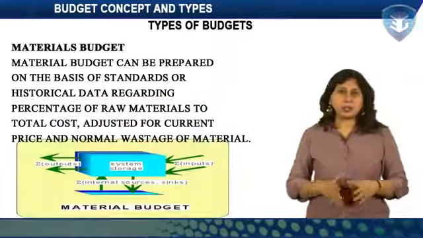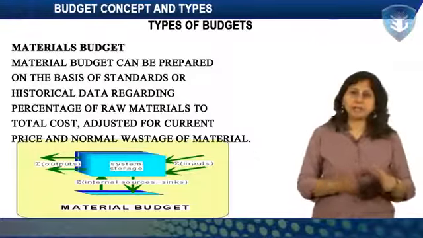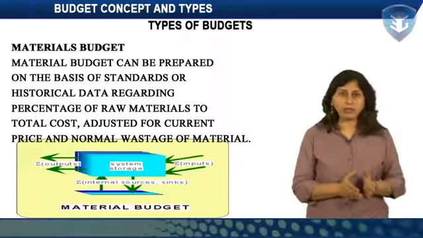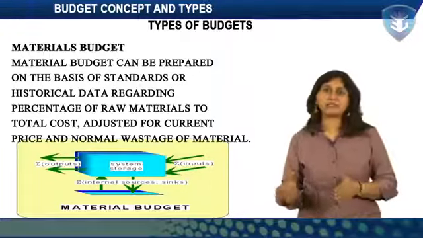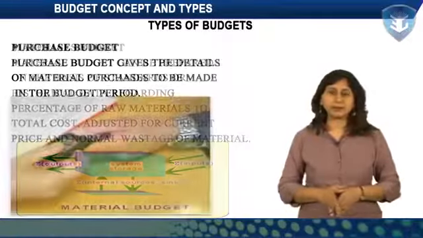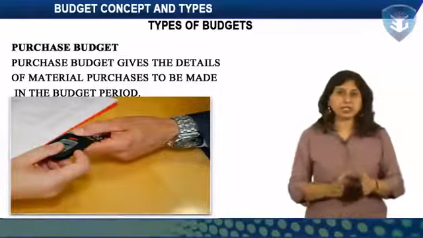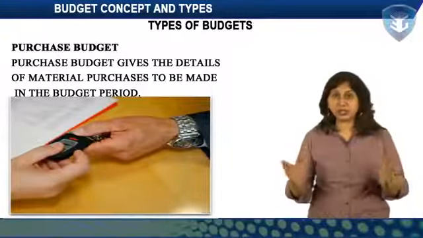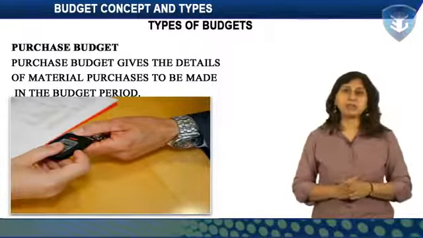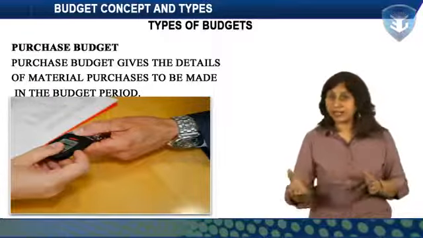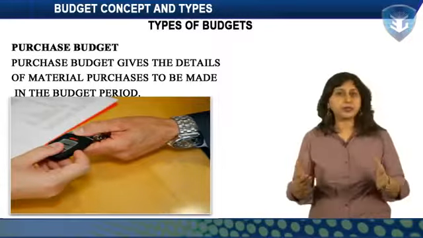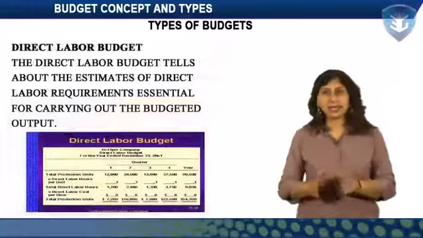Materials budget. Material budget can be prepared on the basis of standards or historical data regarding percentage of raw materials to total cost adjusted for current price and normal wastage of material. Purchase budget. Purchase budget gives the details of material purchases to be made in the budget period. Purchase budget enables the budget officer to provide funds in the cash budget according to delivery schedules, terms of payment and credit period. Direct labor budget.